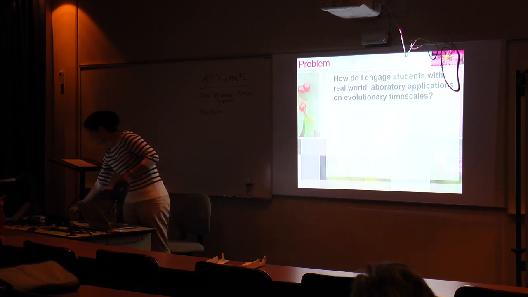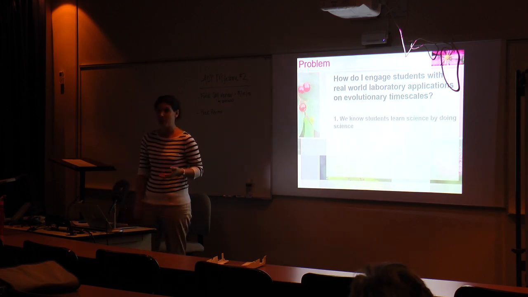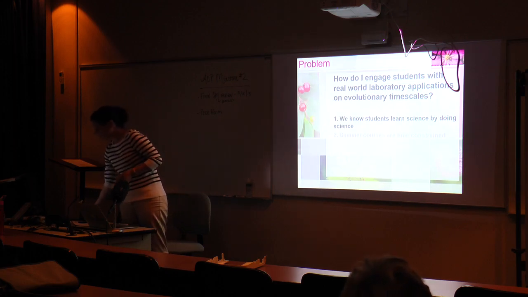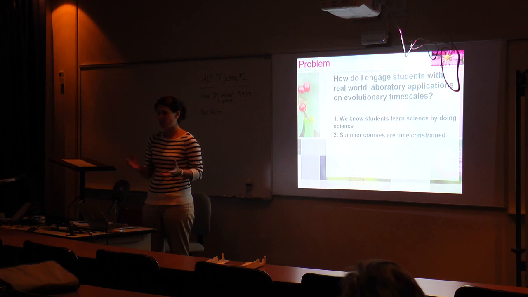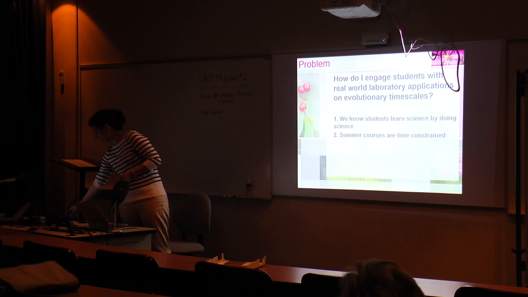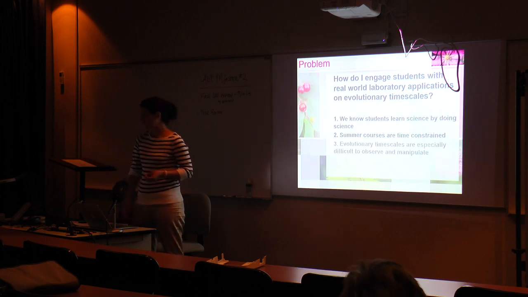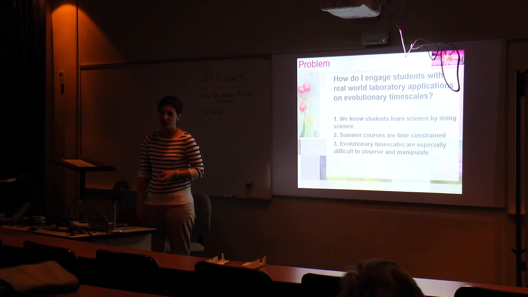Because we know that students obviously learn science by doing science. But in this particular class, we are constrained by a very limited amount of time. It's a 6-week course over the summer. The classes are 3 hours in length, 3 days a week, typically. And it's also really, really difficult to do experiments on evolutionary timescales. So the content itself doesn't really lend itself to doing experiments.